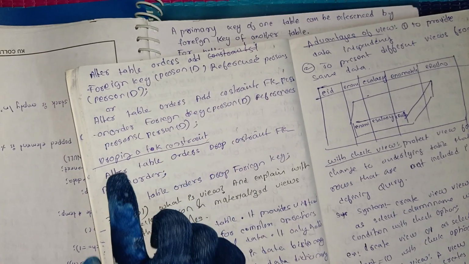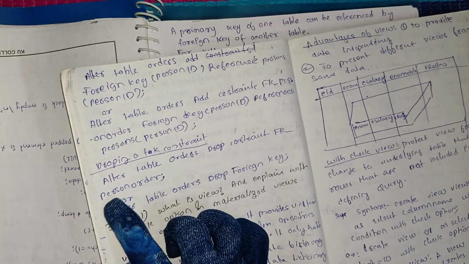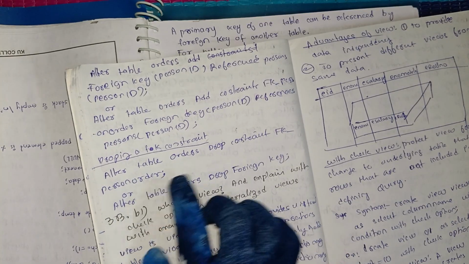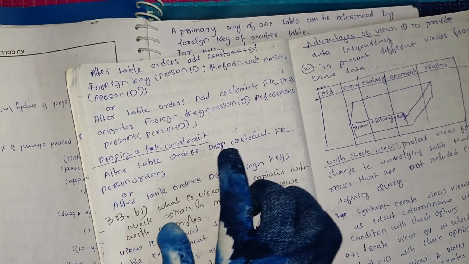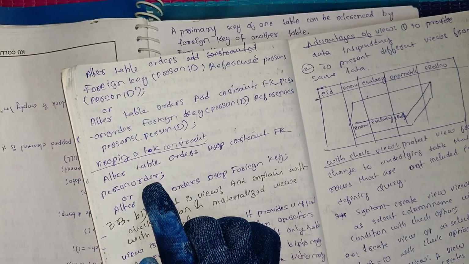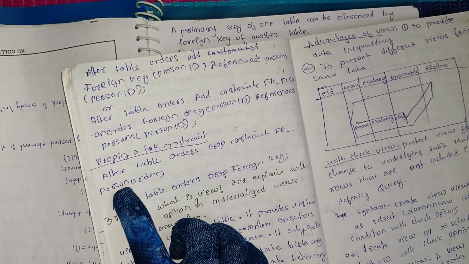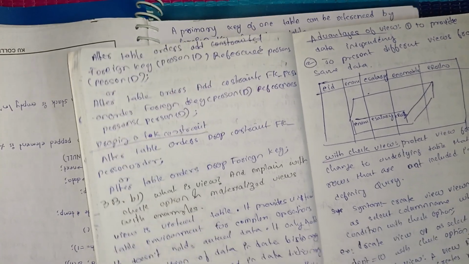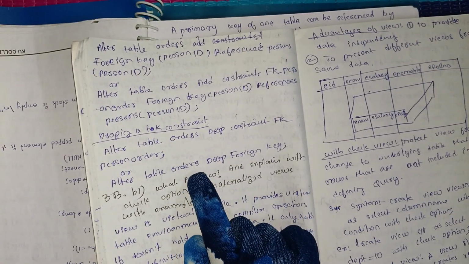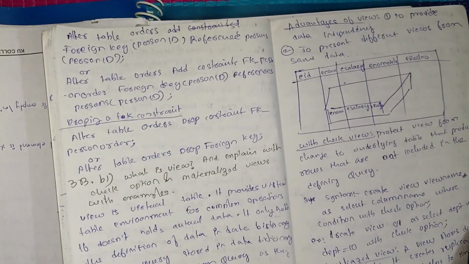And then dropping a foreign key constraint: alter table orders drop constraint fk dash persons orders. Here orders is a table name, and drop constraint is a keyword, and fk dash persons orders means first table and second table name, parent and child table names. And then or alter table orders drop foreign key. Here orders is a table name, means child table name, and drop foreign key are keywords. Okay.